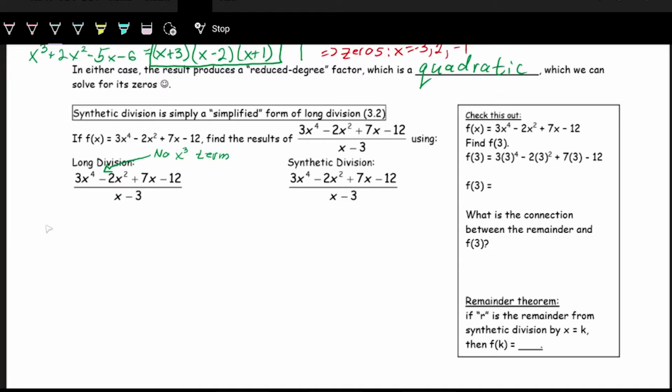So when we do the division, x minus 3 goes out front, and then we're dividing the 3x to the fourth. And then for the x cubed term, we just put 0x cubed. And then we write everything else out, minus 2x squared plus 7x minus 12. And so that's how we write out that division. We just use 0x cubed as a placeholder.